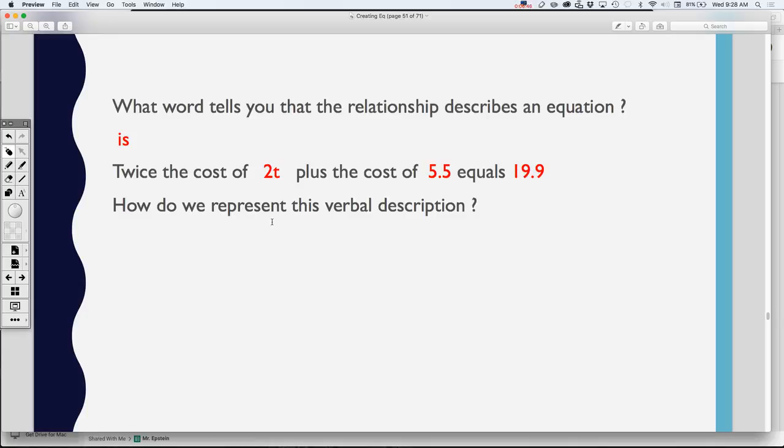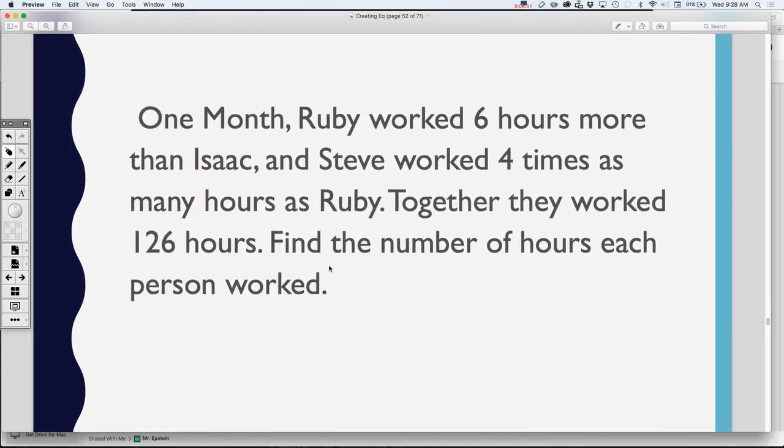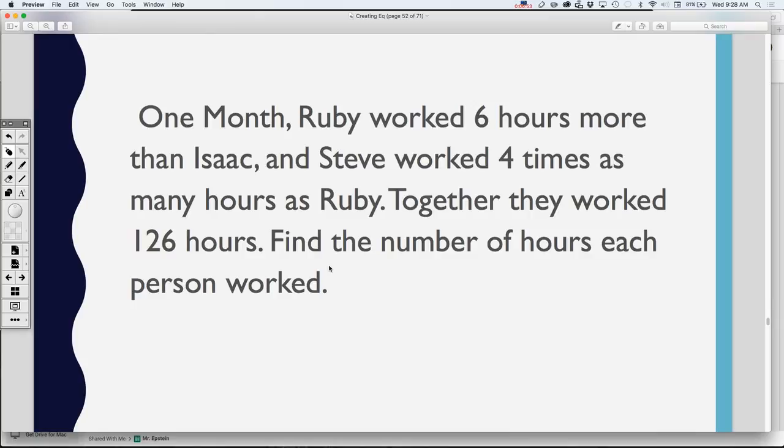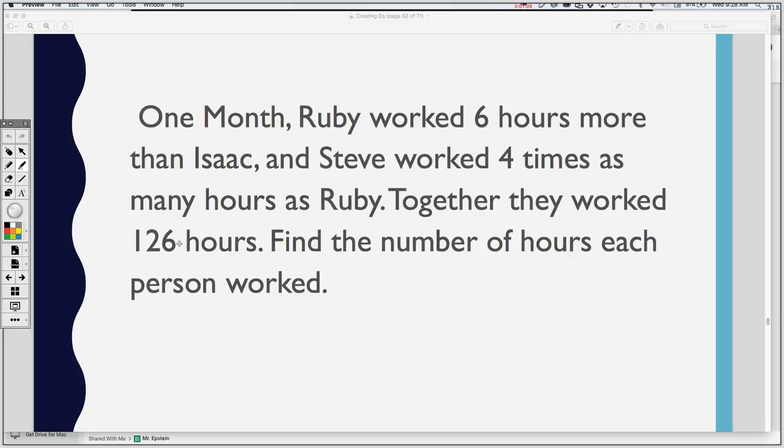All right, let's try another. One month, Ruby worked 6 hours more than Isaac, and Steve worked 4 times as many hours as Ruby. Together, they worked 126 hours. Find the number of hours each person worked. What's the first sentence that gives me an equation?